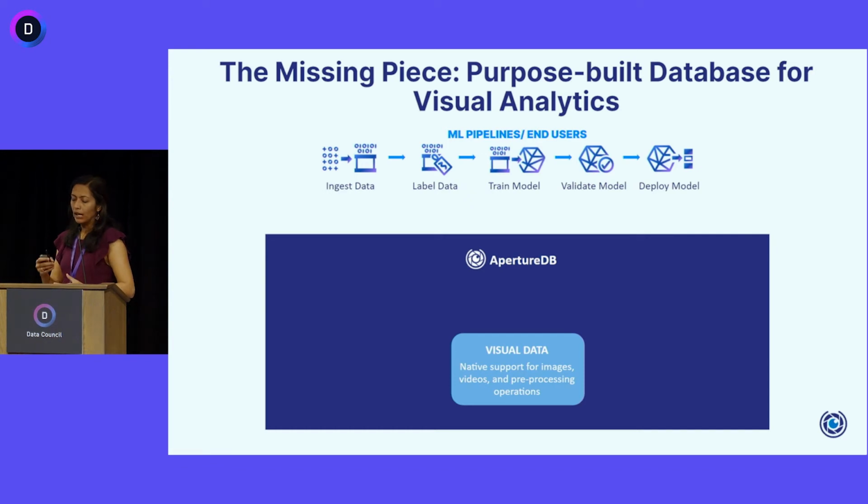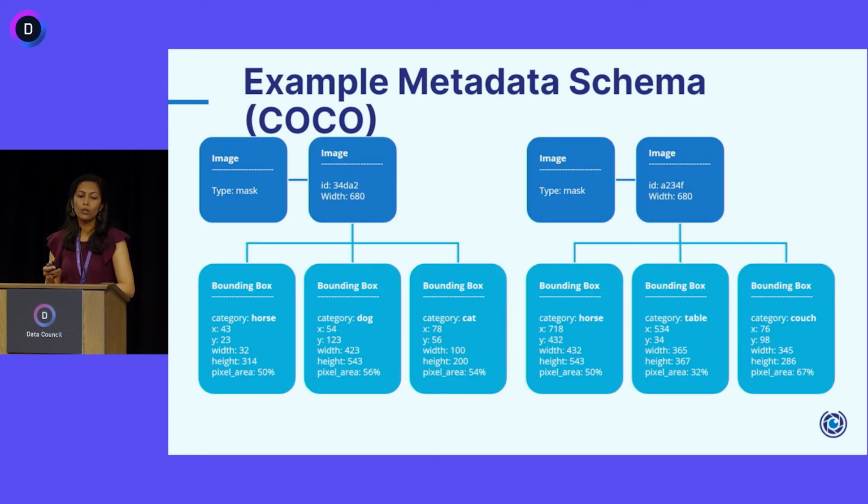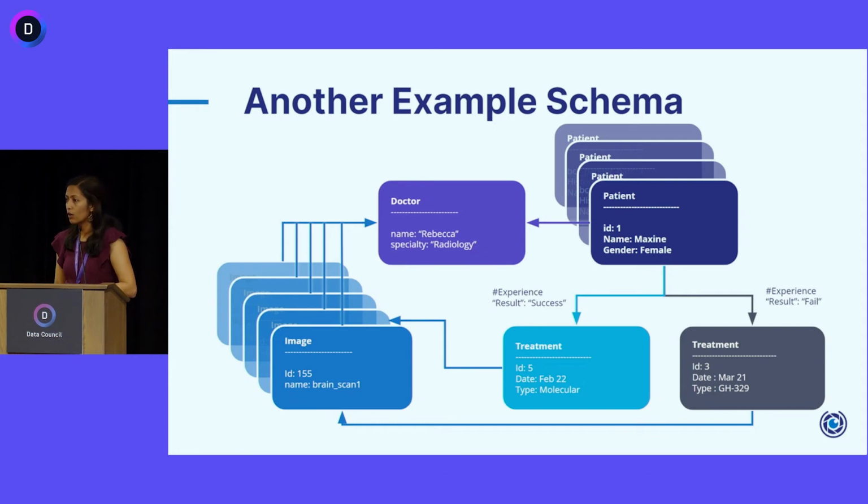So ApertureDB natively supports images and videos, which also means that we support pre-processing operations near this data. So you can ask us to resize, rotate as you are accessing these data types, given the range of machine learning use cases that we were targeting. Now, the other thing was, how do you store or model the metadata? So we looked at a lot of different applications ranging all the way from the simple COCO dataset, which is what a lot of ML researchers start out with for training, going all the way to complex medical imaging and autonomous driving applications. What this metadata looked like in most cases was a graph.